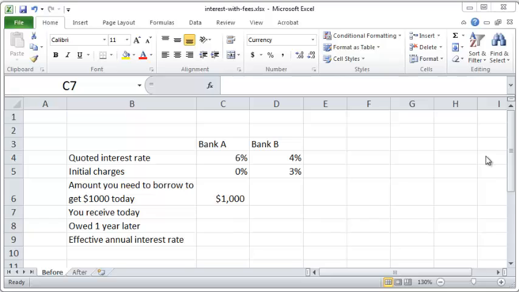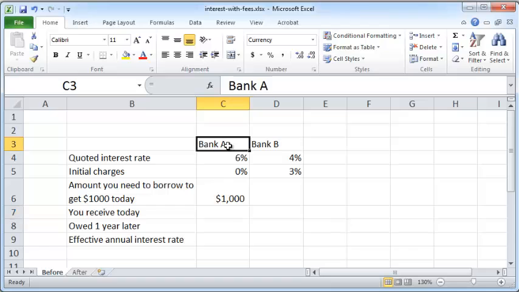Hello, in this video we'll take a look at how sometimes the quoted interest rate on an amount that you wish to borrow may not be the real interest rate that you actually end up paying. So to take a look at this example, let's say you have Bank A and Bank B. Bank A quotes an interest rate of 6% on a loan of say $1,000 that you want to borrow, and Bank B quotes an interest rate of 4%.